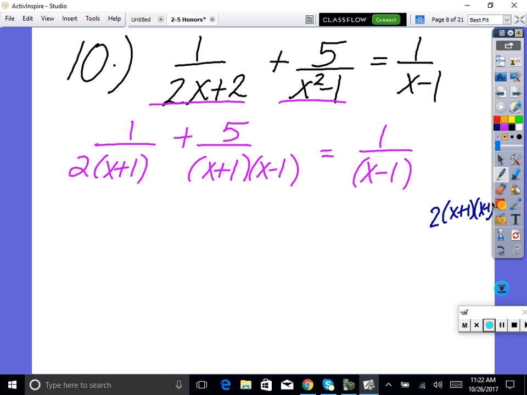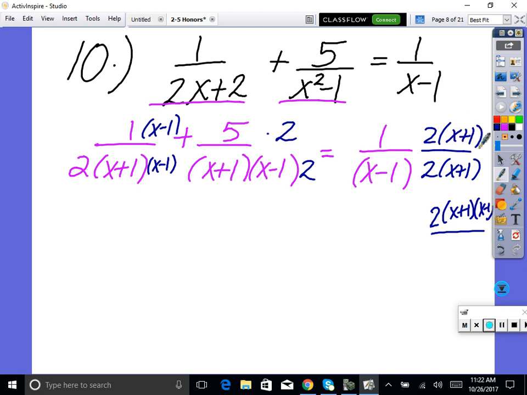Okay, then let's make all of them look like that. So it looks like this one needs an x minus 1, an x minus 1. This one needs a 2, doesn't it? A 2 and a 2. And this one needs a 2, and an x plus 1, you're right. Now look at your denominators, make absolute sure. Look, 2 times x plus 1, x minus 1, 2 times x plus 1, x minus 1, 2 times x plus 1, x minus 1. So now I can solve these in the top.